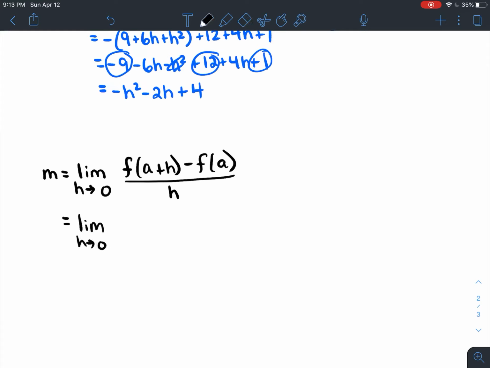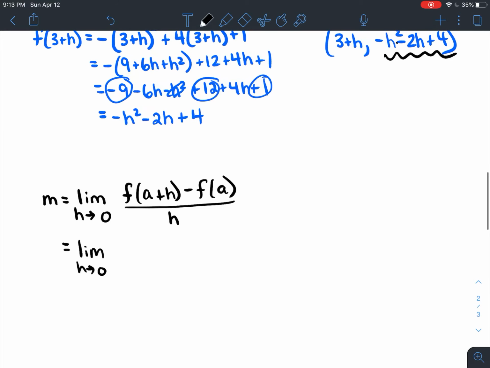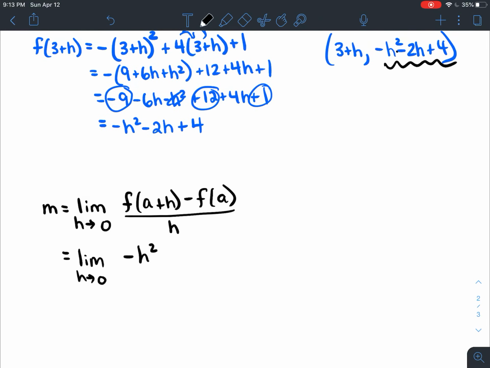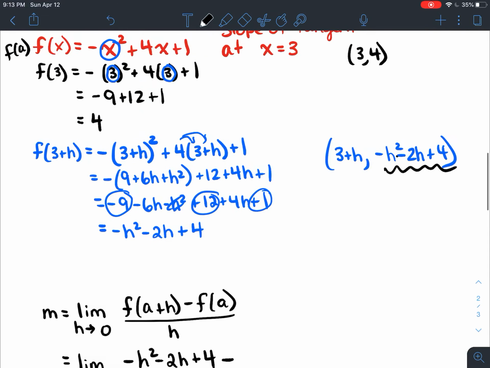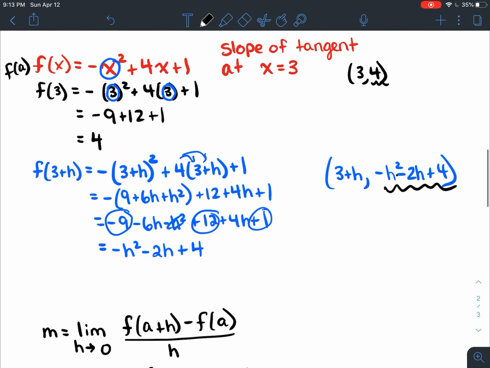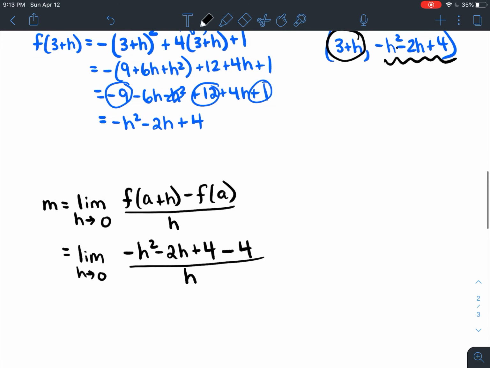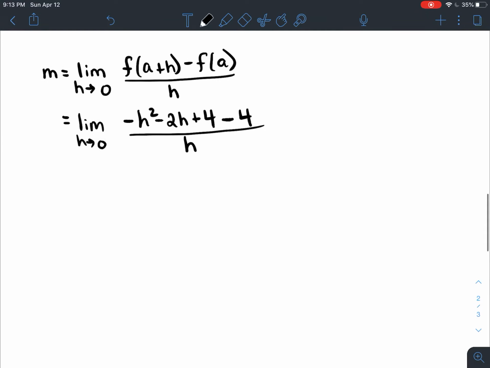So the limit as h approaches 0 of f of a plus h, which is this guy. So we got negative h squared minus 2h plus 4 minus f of a, which is 4, divided by h, because when we subtract our x's, 3 plus h minus 3, it ends up just giving us h on the denominator.